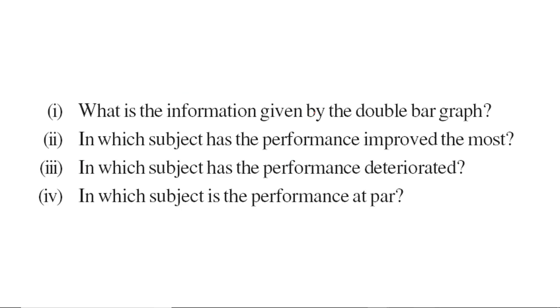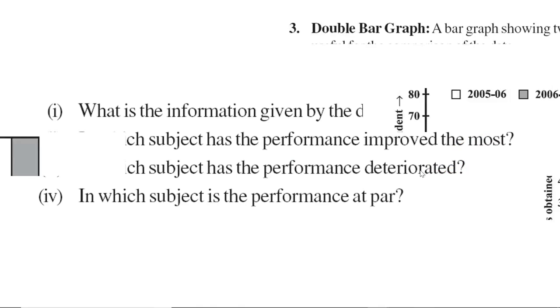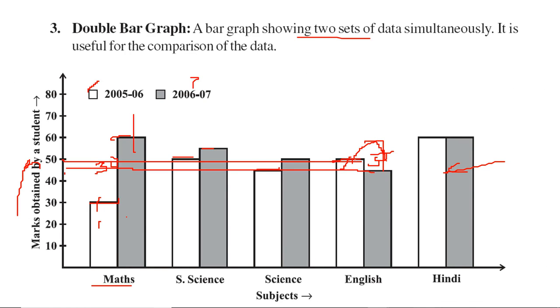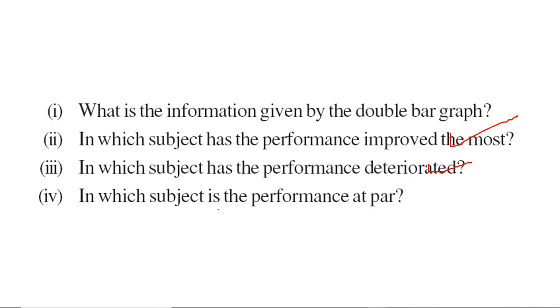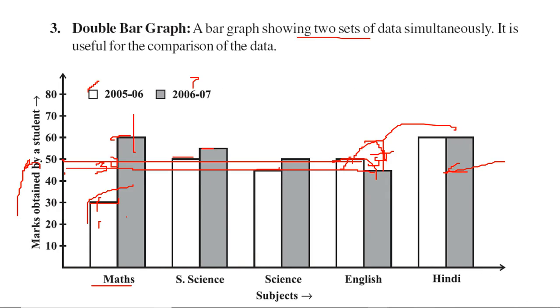So you can easily answer these questions. What is the information given by the double bar graph? These are the marks comparison of 2 years. In which subject has student performance improved the most? The first one. Deteriorated, that is this one. It has deteriorated in English and increased in maths. And in which subject is the performance at par? That is the last one, Hindi. It was the same in 2005-06 as in 2006-07.